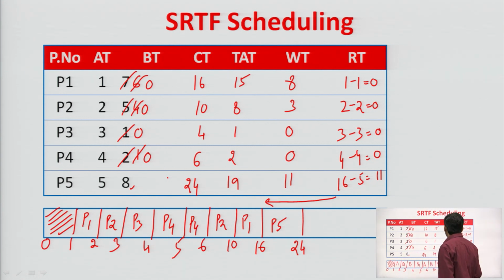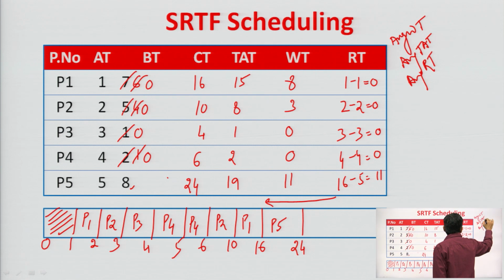So, these are the parameters that we calculate in the GATE examination or in any university examination. We have to find out the average waiting time, average turnaround time and average response time. You can find these parameters by summing up all the response times and dividing by the number of processes. For example, in this case the average response time will be 11 by 5, because 11 is the sum of all the response times, and 5 is the total number of processes.